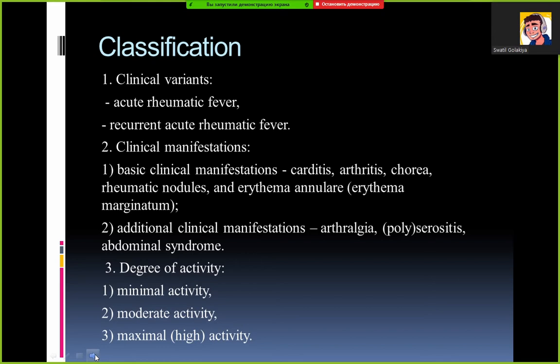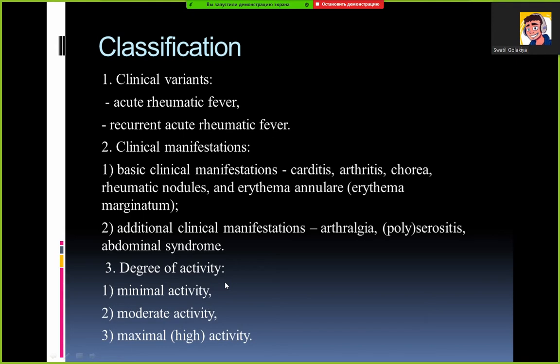Classification of acute rheumatic fever. Clinical variants: it may be acute rheumatic fever and recurrent acute rheumatic fever. By clinical manifestations, acute rheumatic fever is classified into basic clinical manifestations such as carditis, arthritis, chorea, rheumatic nodules, and erythema marginatum, and additional clinical manifestations such as arthralgia, polyserositis, and abdominal syndrome.